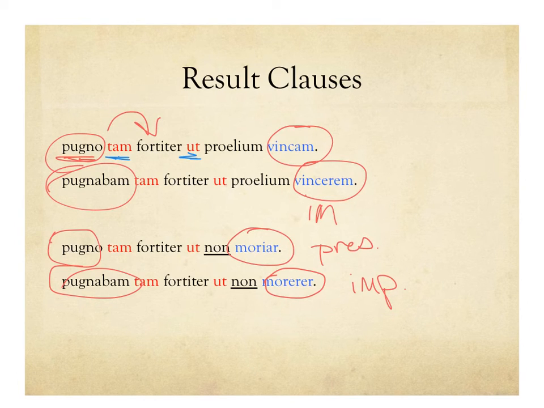Pugnabam tam fortiter ut non morirer. I was fighting so bravely so that I wouldn't die, right? With that result. Or so that I didn't die. Okay? So these are result clauses. Result clauses show the result. They usually have this.